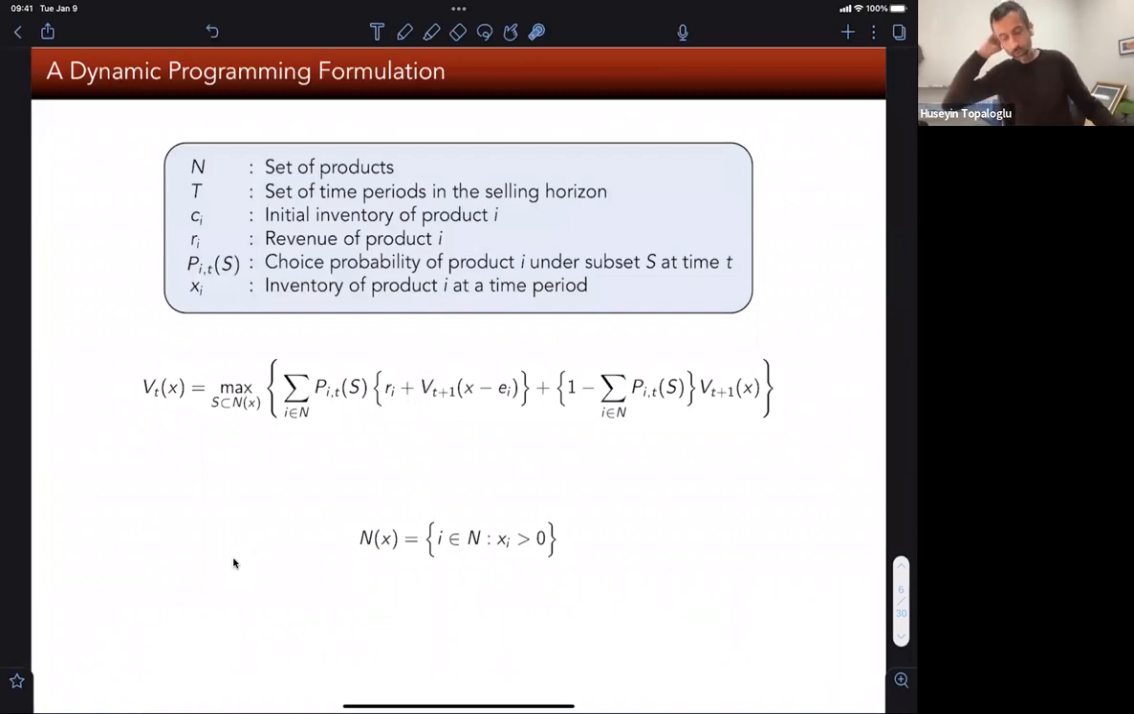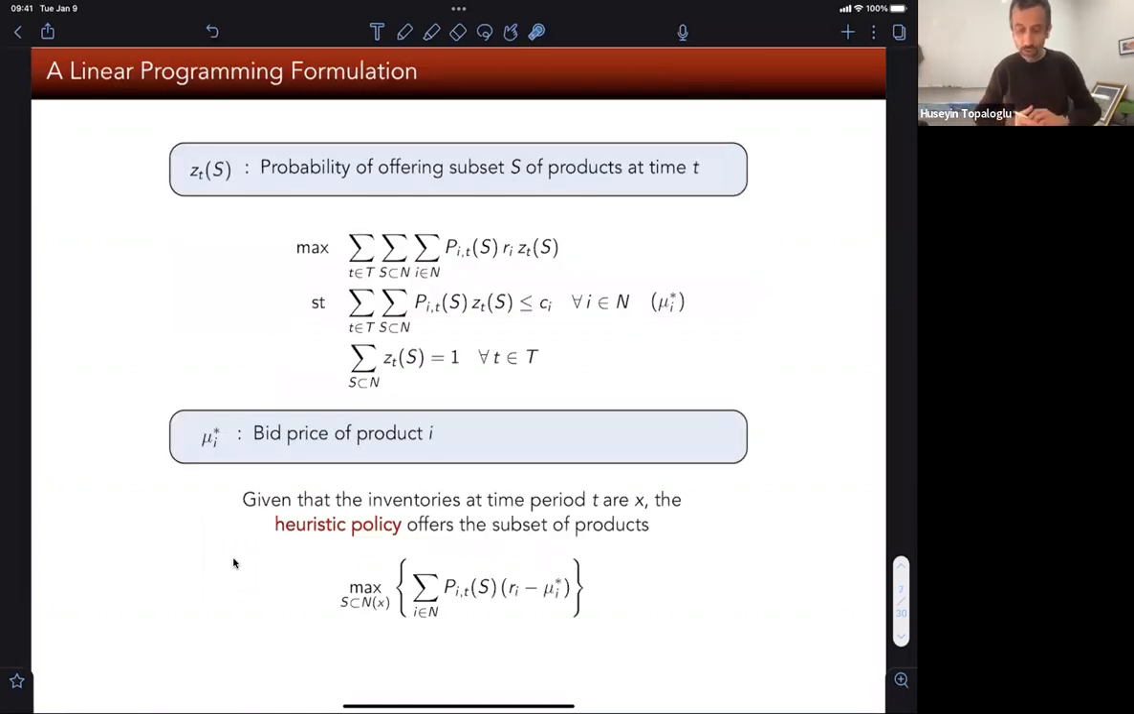So then the first thing we're going to do is formulate a simple deterministic linear program. And hopefully out of this deterministic linear program, we're going to extract some kind of a policy. And here's what this linear program is going to look like. In this linear program, our decision variable is going to be z_t(S). And I'm going to interpret this decision variable z_t(S) as the probability that we offer subset S of products at time period t. Okay, so my decision variable z_t(S) is the probability of offering assortment S of products at time period t. So let's start with the objective function.